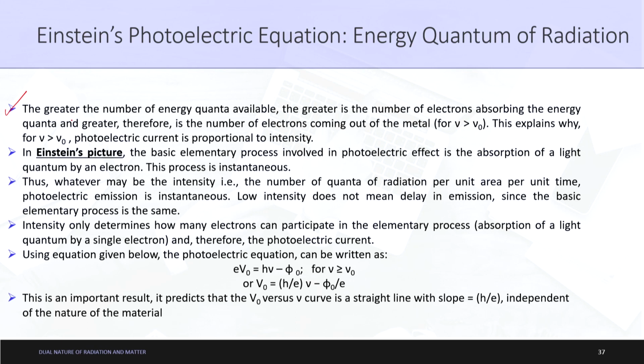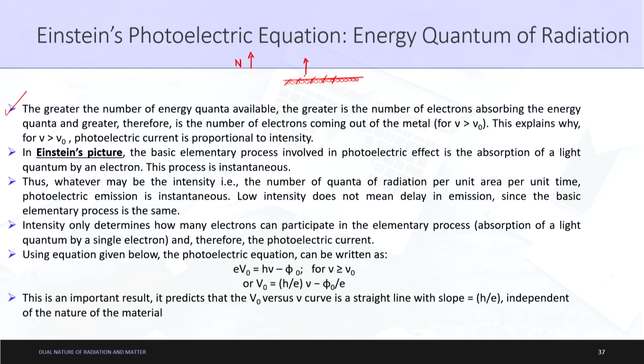So what they are trying to say, the greater the number of energy quanta available, let us say I write that energy quanta is equal to n. Fine. So as this value increases, what will happen? Just 1 minute. As this value increases, the greater is the number of electrons absorbing the energy quanta. That means, let us suppose this is the metal surface, and these are the electrons being kept here. If this value of quanta was less, then only these electrons were absorbing this energy which is greater than the work function and then moved out.